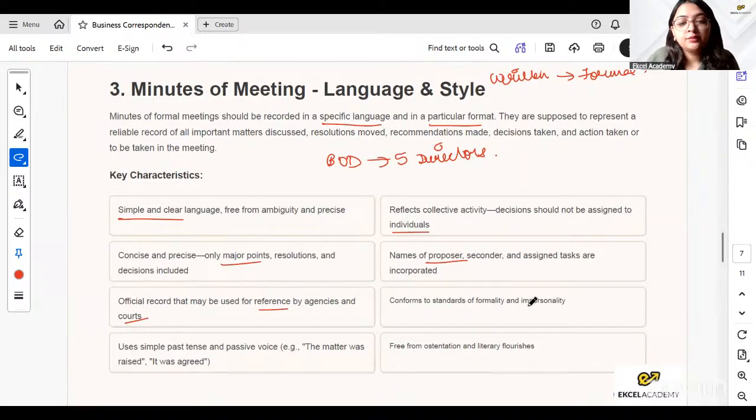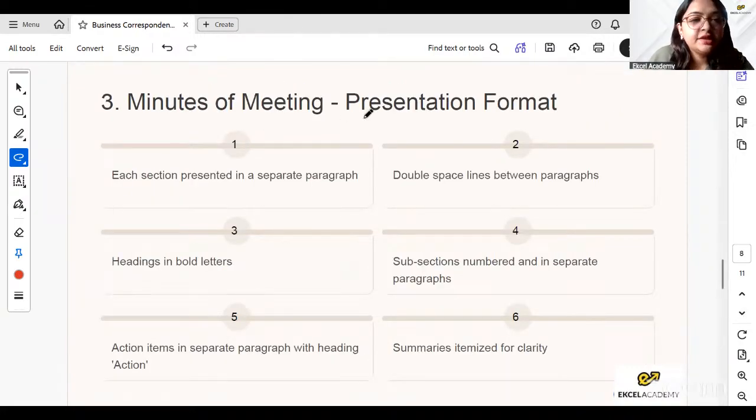Conforms to standards of formality and impersonality and uses simple past tense and passive voice. That is, a matter was agreed, a matter was raised, it was agreed. Free from ostentation and literary flourishes. Again, use as simple language as possible. Do not use complicated jargon that may make it difficult for any person to understand the minutes. All right. Now, what is the presentation format?